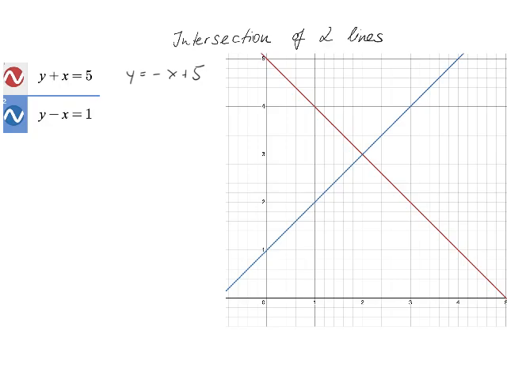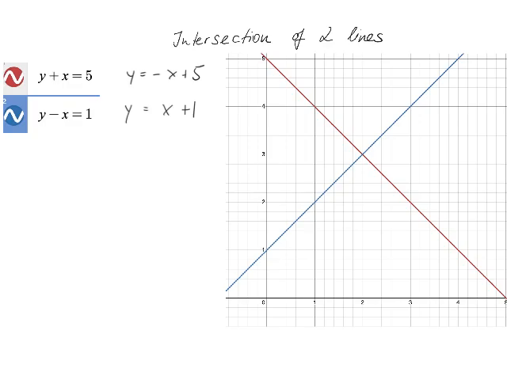The blue one is y minus x equals 1. If I rearrange that, that would be y equals x plus 1. So the red one is y equals minus x plus 5, and the blue one is y equals x plus 1. Okay, so we want to find the point where the two intersect.